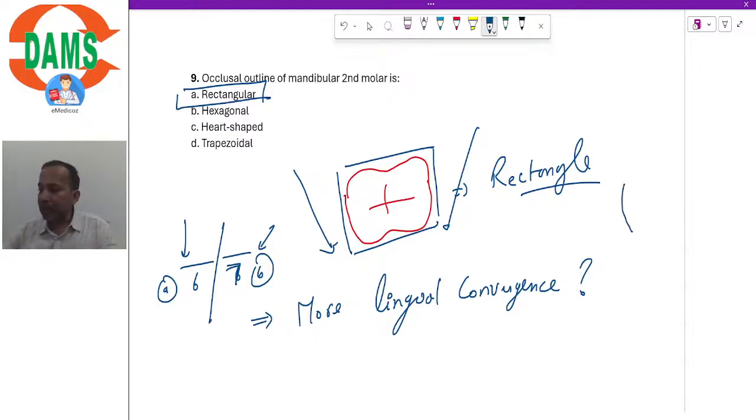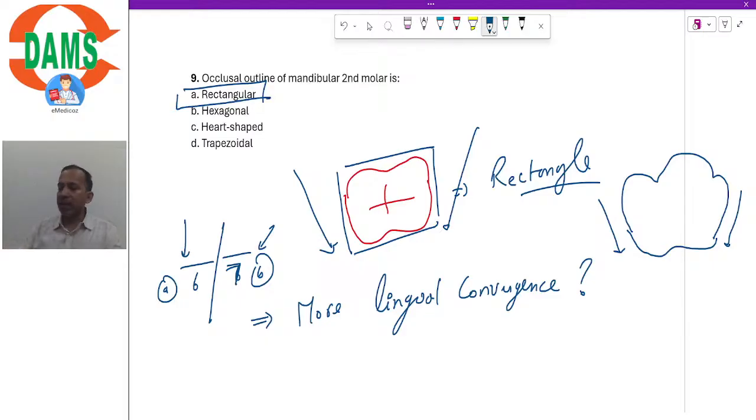Why? It has 3 buccal cusps, isn't it? That's why it shows more lingual convergence. This is the mandibular first molar. So mandibular first molar में ज़्यादा lingual convergence क्यों है? Because the buccal side is broader as compared to the lingual side. But in case of mandibular second molar, the buccal side is almost equal to that of the lingual side, right? So therefore, it does not show much convergence, and that's why its shape is described as rectangular. Is it clear?